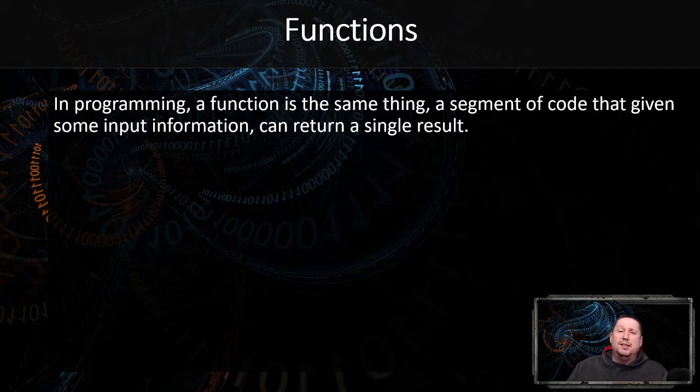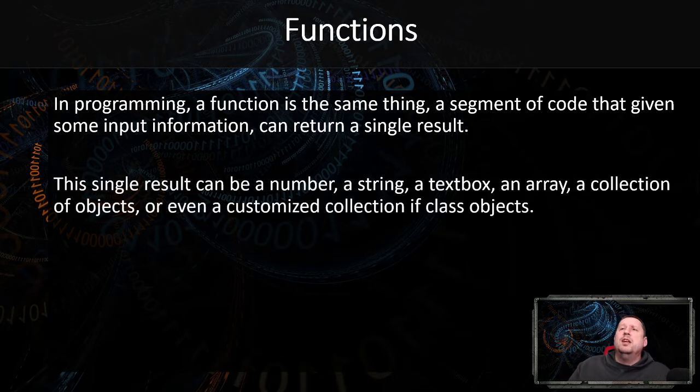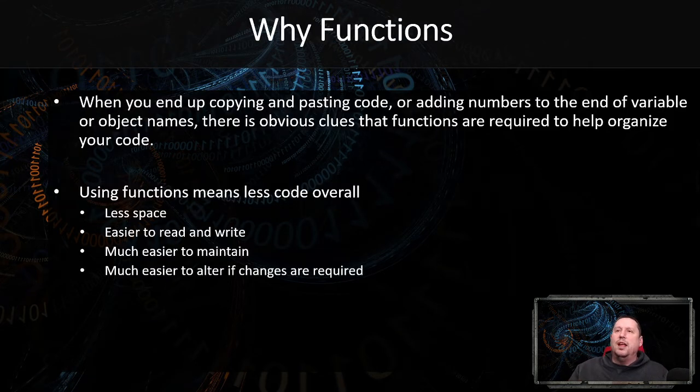A method will do the same thing, but just doesn't return anything. And that single result can be anything. It could be a string, a text box, an integer, a decimal, a double, an object. It's going to return a single thing. And it can also return a collection, so something like an array. And although an array contains many, many values, the array is a single object itself. And that's sort of the idea.